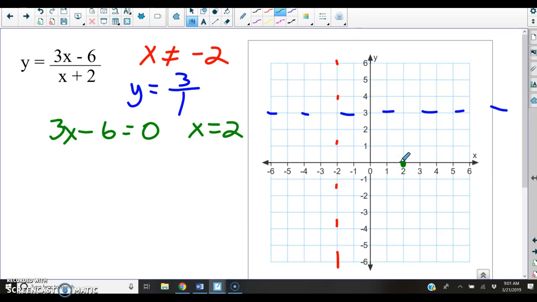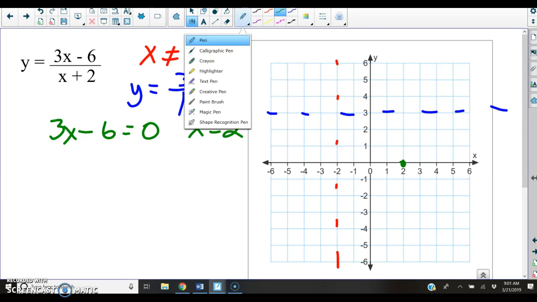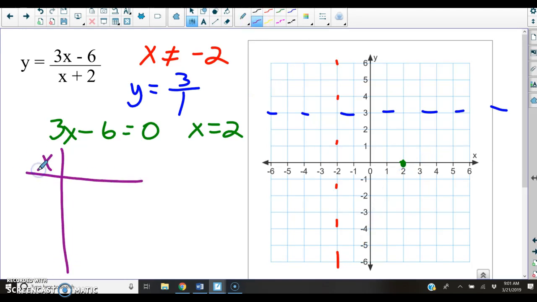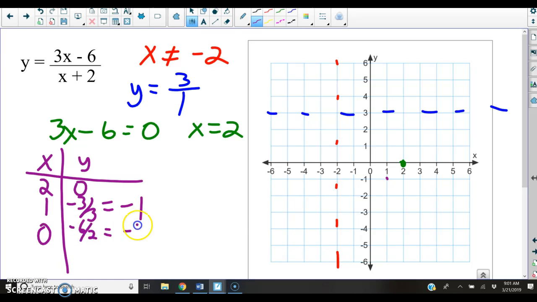Now I think my two branches will be this way and this way. We'll check and see what happens. I'm not 100% positive, but I'm quite sure. When we pick x to be 2, we get 0 over 4. If we pick 1, we'll have negative 3 over 3, which is negative 1. If we put 0 in there, we're going to have negative 6 over 2, which is negative 3. I think we're on track here.